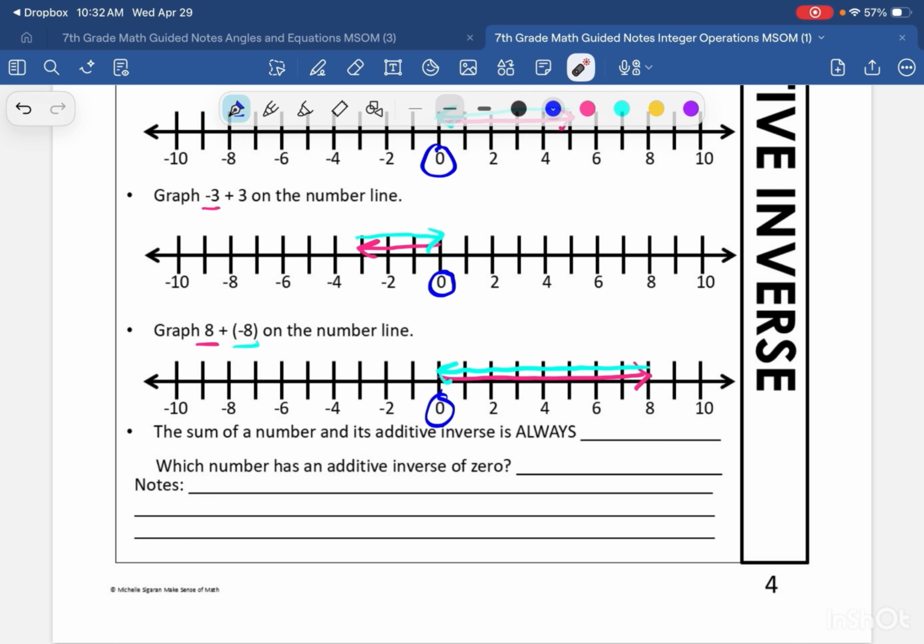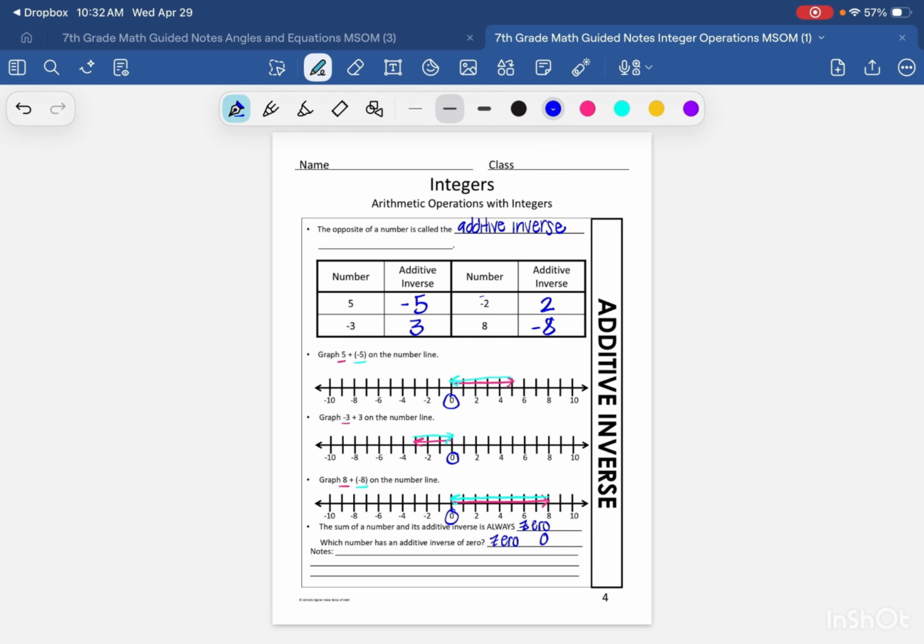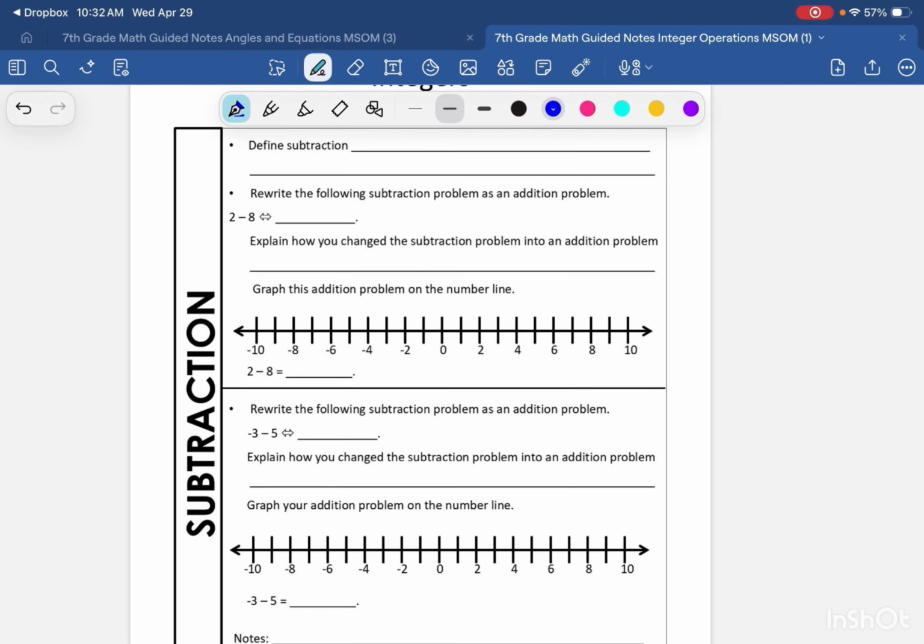Let's answer this question. The sum of a number and its additive inverse is always 0. Notice that's what we got in every one of these examples, and it will always be that. Which number has an additive inverse of 0? 0. Zero is the only example where its additive inverse is itself. Let's go on to the next page where we're going to be doing subtraction.